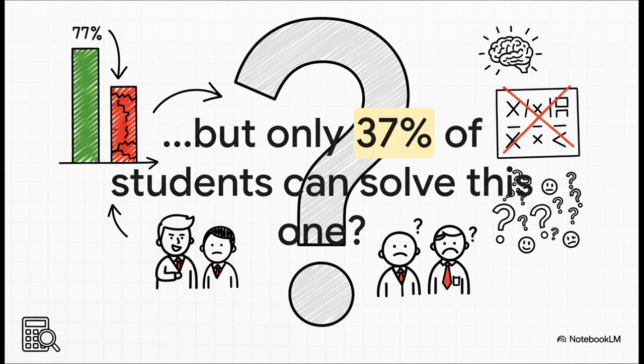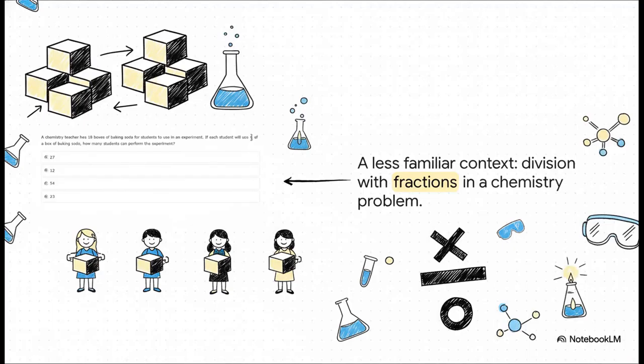Okay, so if we know for a fact they have the skill, what on earth happens here? Why does their performance just totally tank on a different problem? We go from 77% success all the way down to just 37%. We're talking a 40-point drop. That's massive. So what's the variable? Let's take a look. And here it is.